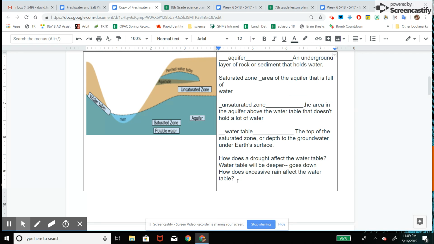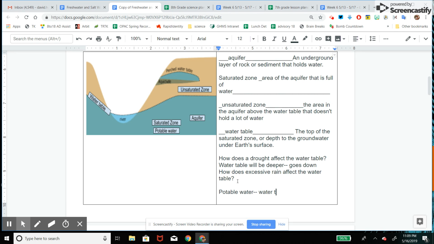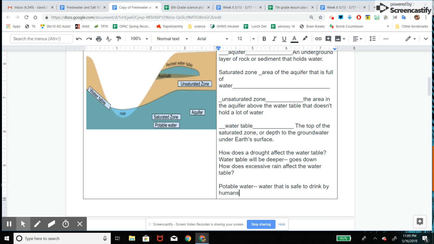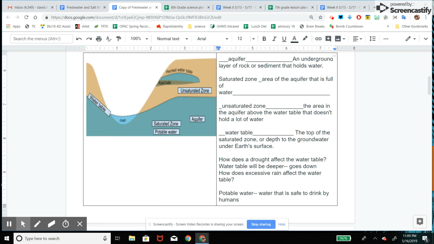Okay. Thing I did not add on here: potable water is water that is safe to drink. And that's by humans, of course. Animals have different abilities to do different things that we don't have.